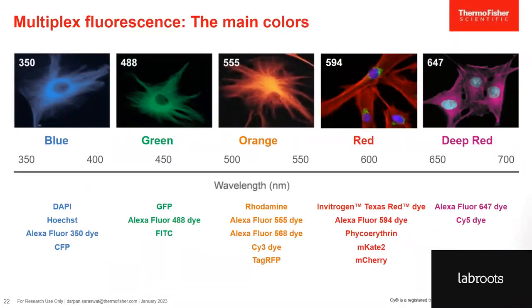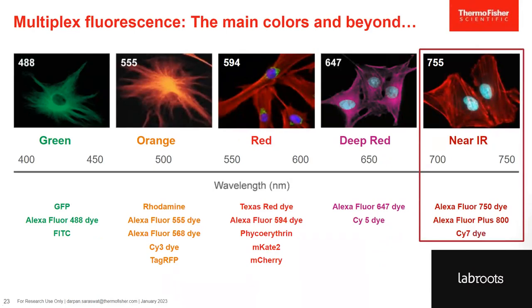With this background, let's talk about fluorophore colors available for your multiplex experiment. Blue, green, orange, red, and deep reds are the more common colors. In fluorescence, we use different color lights to generate fluorescence. This is called the excitation light. The color you see is the emitted light, and you need to use a filter to filter out the unnecessary lights, and different colors need different filters.